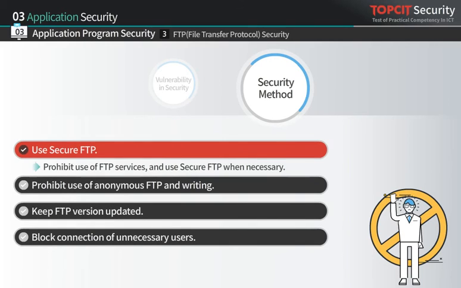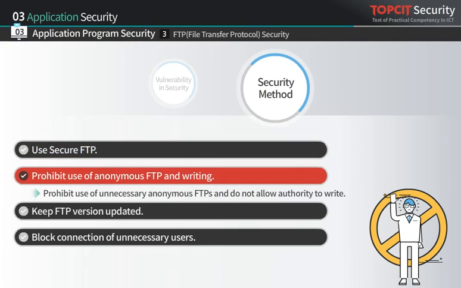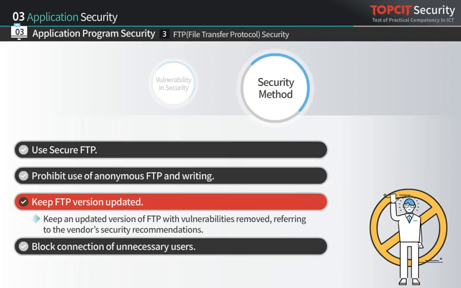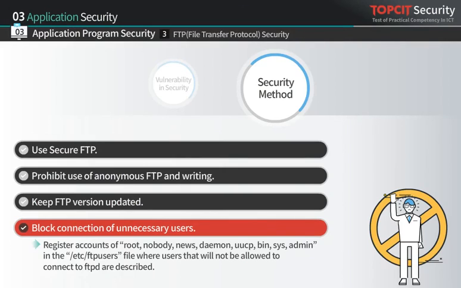First, prohibit the use of FTP services if it is not necessary. If it is needed, use secure FTP. Also, prohibit the use of any unnecessary anonymous FTPs, and if it is needed, make sure you do not allow the authority to write. Moreover, maintain an updated version of the FTP where the vulnerabilities are removed, referring to the vendor's security recommendations. Like the following, locking the connection of unnecessary users by registering accounts that are not allowed to connect is also a way to maintain FTP security.